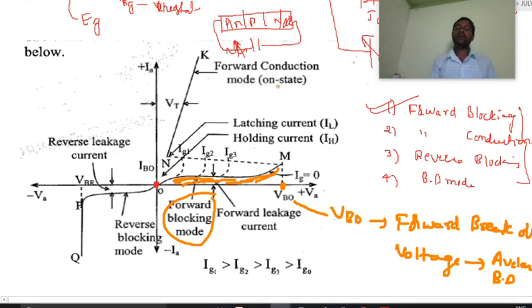Due to the avalanche breakdown, a sudden rise of current takes place. So in the characteristics, at this position M, it suddenly reaches point N, and from N it goes to point K as you increase the voltage again. Why does it reach N suddenly from M? Some of the students may have this doubt: why does the characteristic suddenly go from M to N?